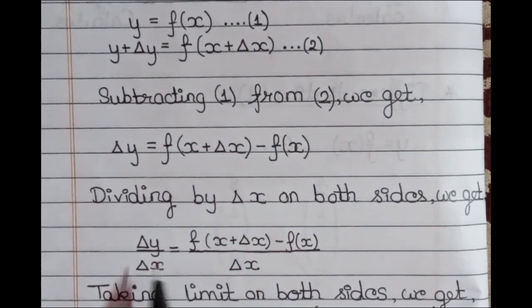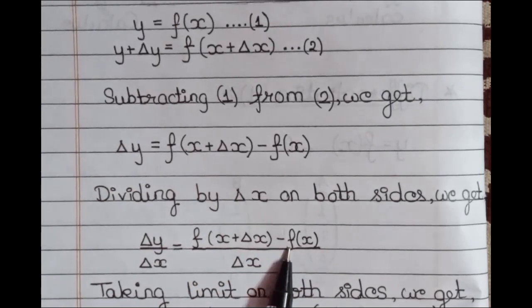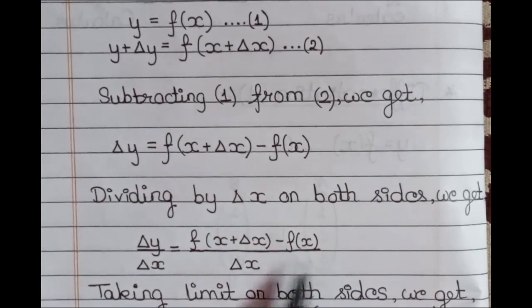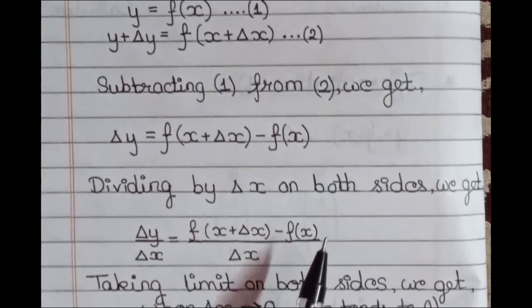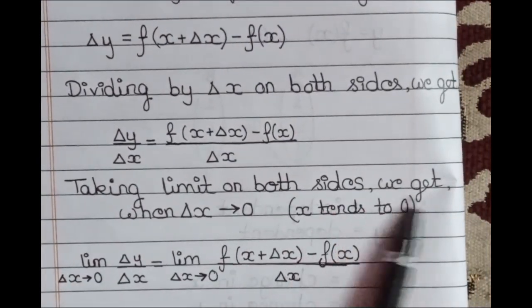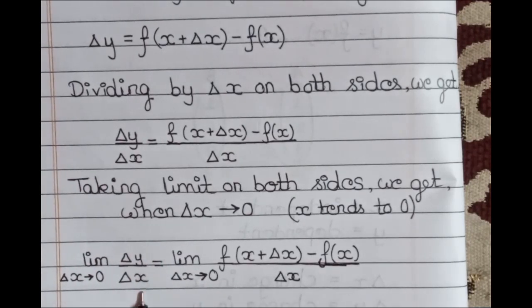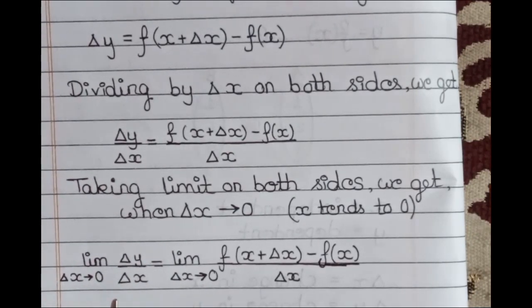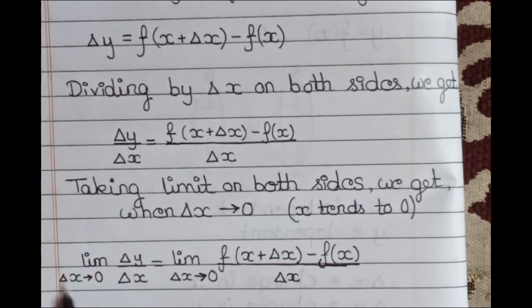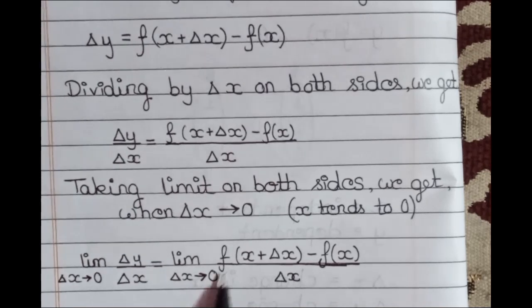Consider dividing by delta x on both sides. We get delta y by delta x is equal to f(x plus delta x) minus f(x) whole upon delta x. Now we shall take limits on both sides. By doing so we get limit delta x tends to 0 of delta y by delta x. This is written as the limit delta x tends to 0 of f(x plus delta x) minus f(x) whole divided by delta x.